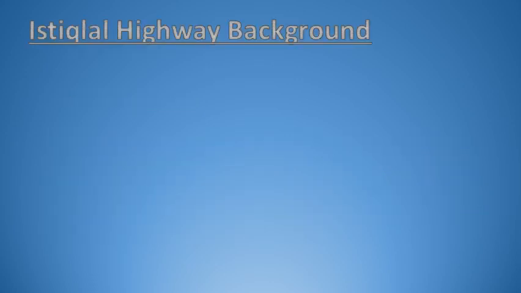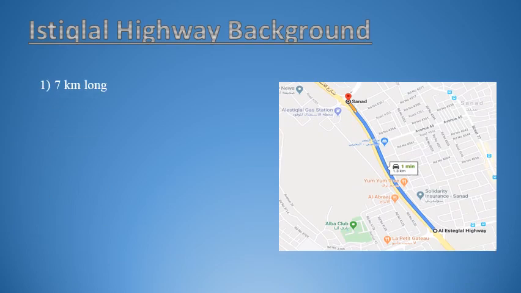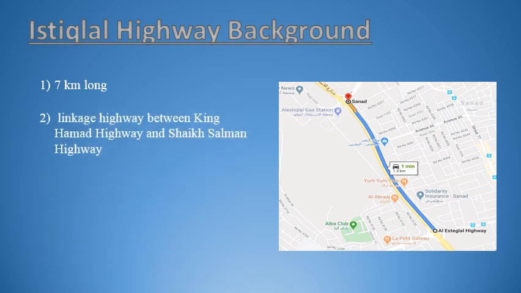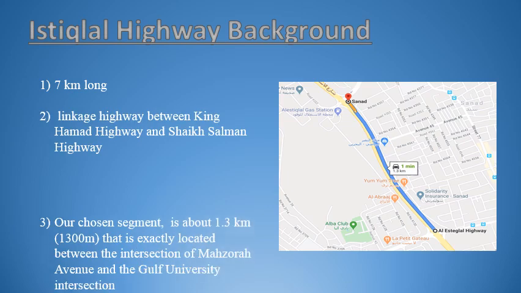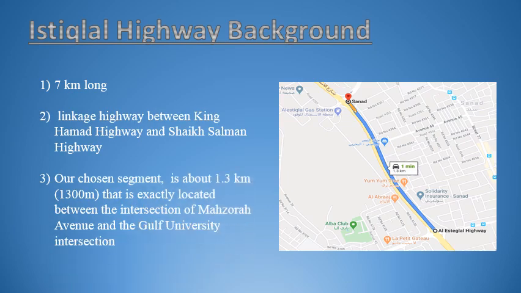So for our project, we chose Istiqlal Highway. As you can see here, this is the location of our segment and we took it from Google Maps. Now let's see the background of Istiqlal Highway. Istiqlal Highway is about 7 kilometers long. It is a linkage highway between King Hamad Highway and Sheikh Salman Highway. Our chosen segment, which is about 1.3 kilometers, is located between the intersection of Mahzoura Avenue and the Gulf University intersection. Also, the speed limit is 100 kilometers per hour.